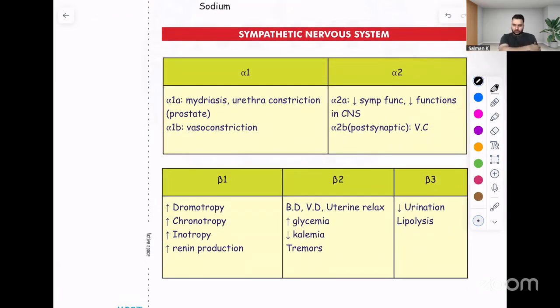Now, when you look at the sympathetic nervous system, remember some things here. First, memorize the receptor properly. First, make sure you know alpha 1 will contract some things like vasoconstriction. I used to tell you B for blood vessel, always remember like that. B for blood vessel, vasoconstriction, urethra constriction, mydriasis. So alpha 1 will increase the BP directly because it's acting on the blood vessel. Alpha 1 receptor is on the blood vessel.